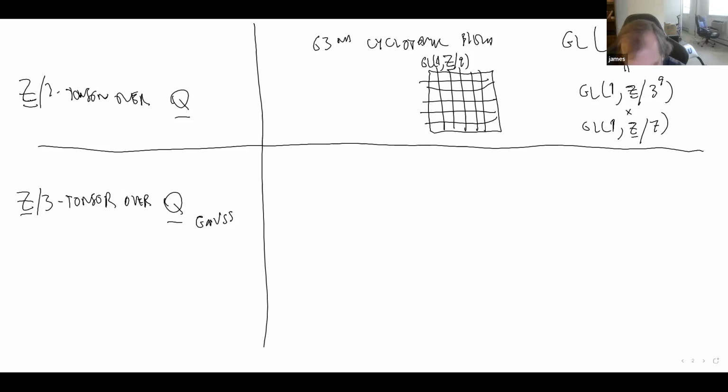GL1 of Z mod 63, and we could tensor that with the three element field. If you stare at that, you'll get something like this. Isn't that right? We're killing off the two torsion and just getting the three torsion. Am I saying that right? Is torsion the right word? I don't know, but this abelian group has two torsion when you're killing off. I have a feeling I'm misusing the terminology.